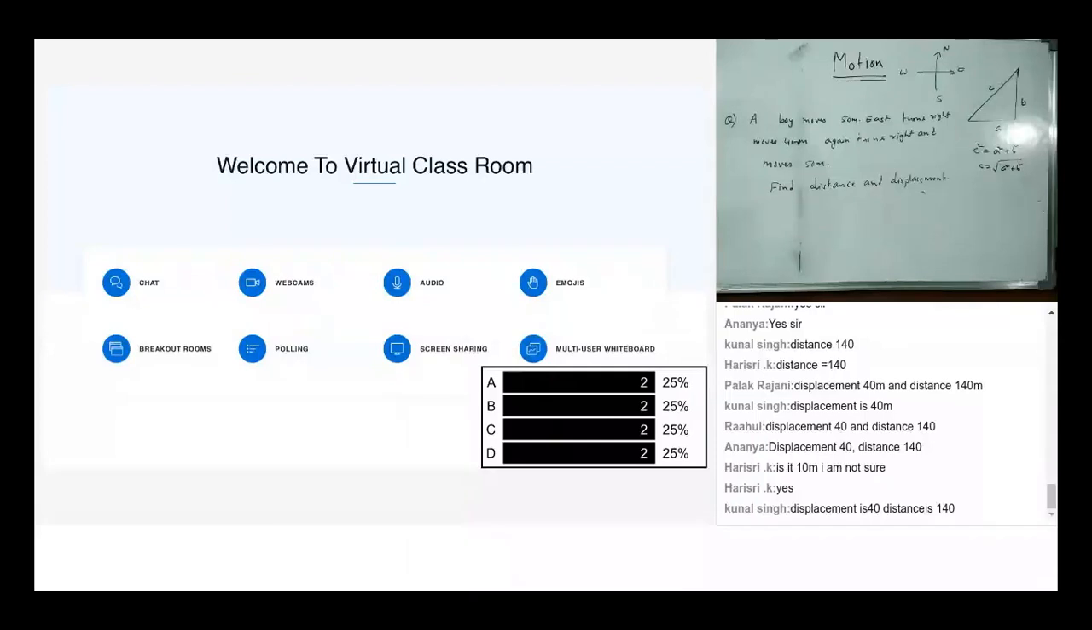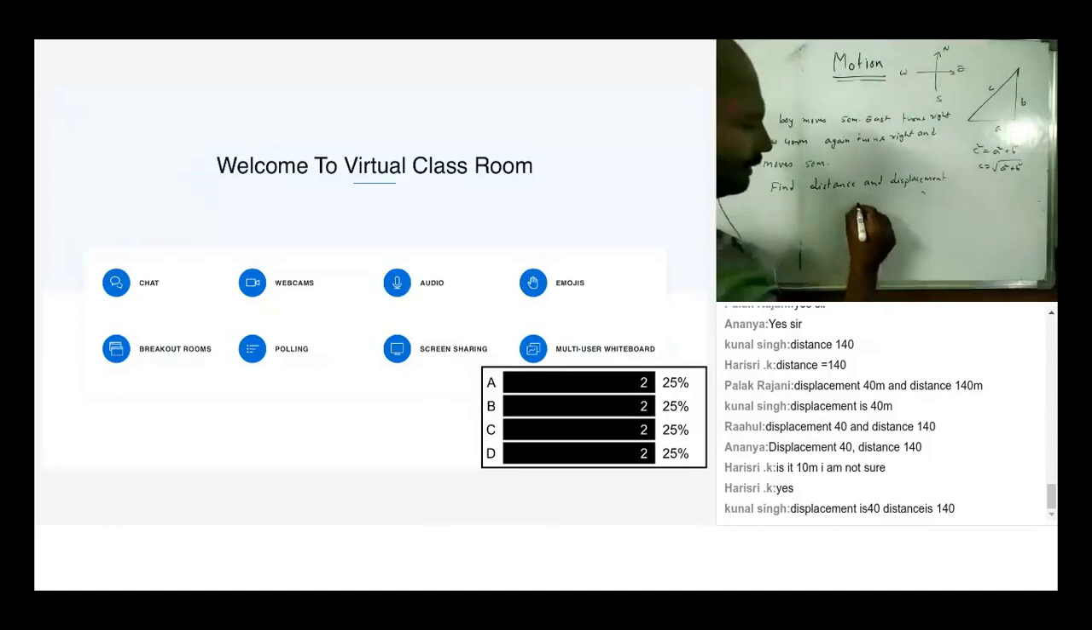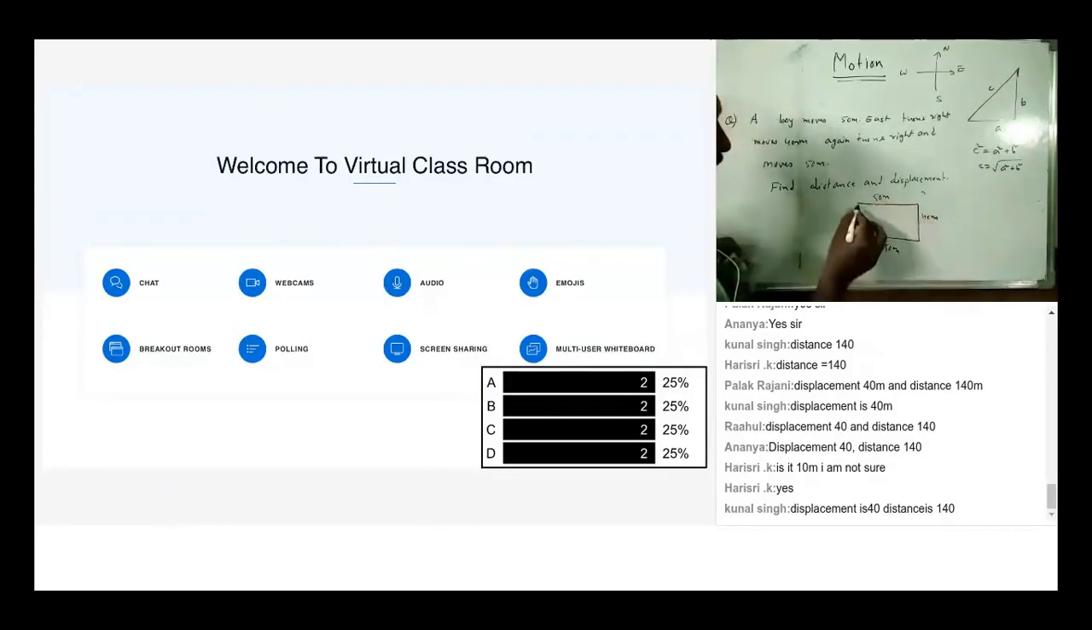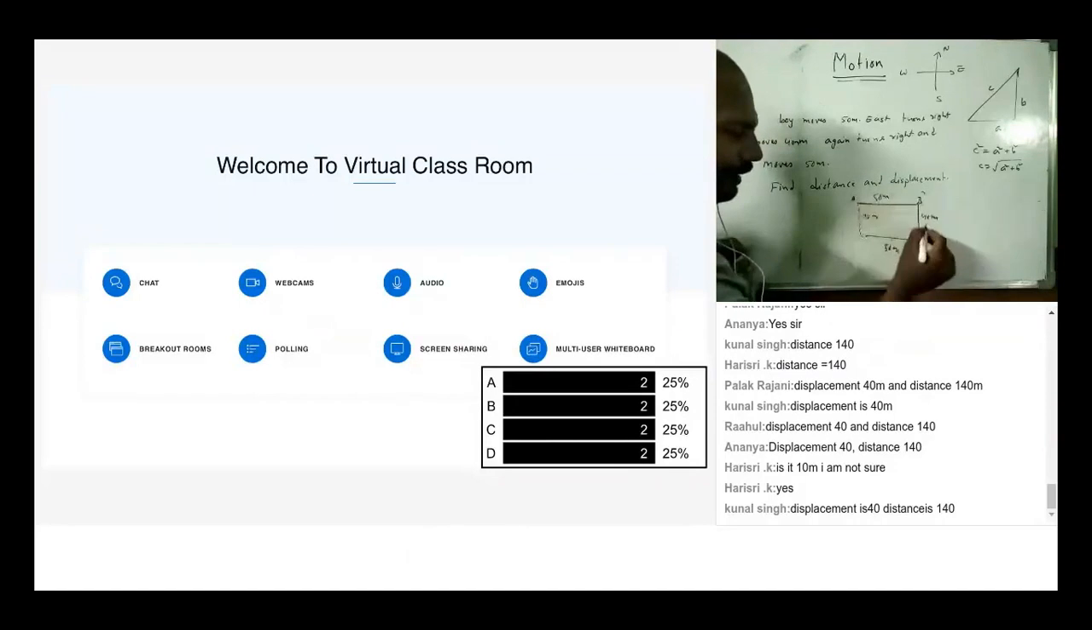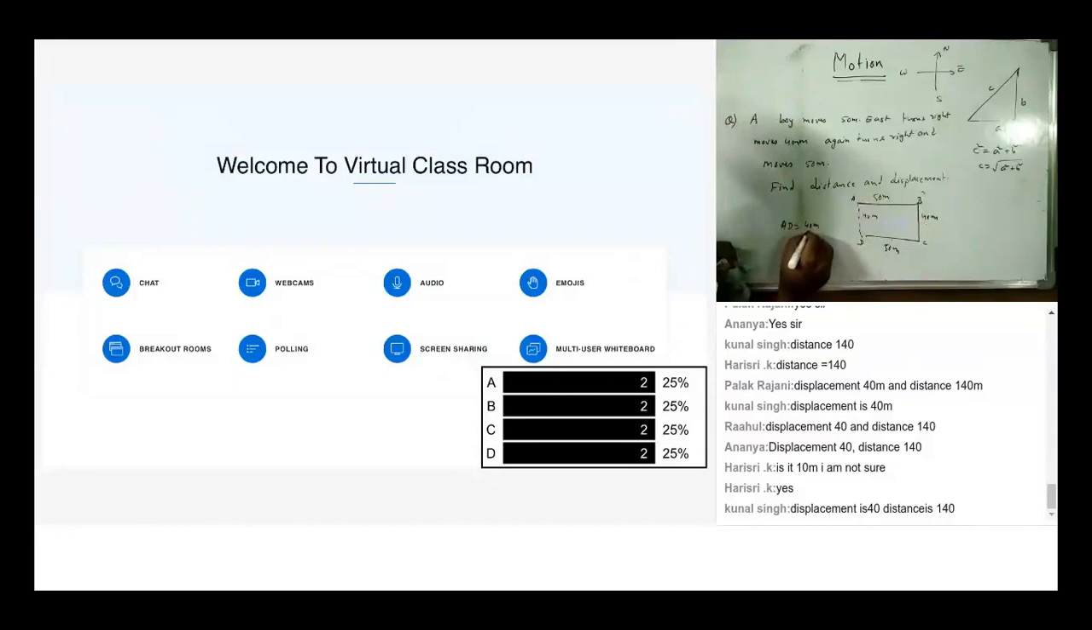Now let's look at displacement. The body goes like this, comes like this, and again comes like this. 50 meters, 40 meters, and 50 meters. So what does it mean? If I join this, this will be directly below it. Because this is 50, this is 50. If this is 40, how much should this be? 40 meters. So if I say A, B, C, D, what is AD? AD equals 40 meters. So displacement is 40 meters. I hope this is clear now.